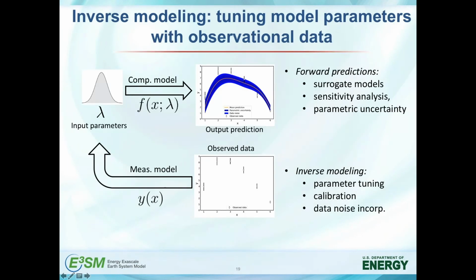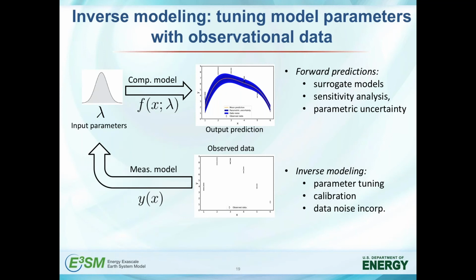And so a little bit more about inverse modeling. We want to eventually tune or calibrate model parameters with observational data. Generally, that requires, again, quite large ensembles. And so that's something where the surrogate models can help us, that are fast to evaluate rather than having to run many model simulations.